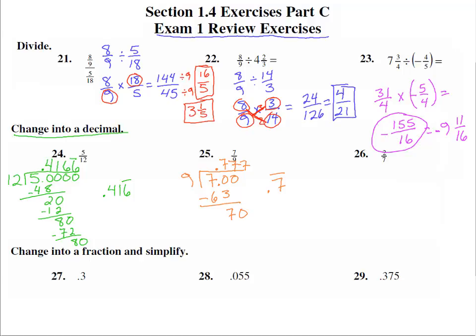Excellent. Next one, 2 sevenths. That's 2 divided by 7. Put a few decimals out here.